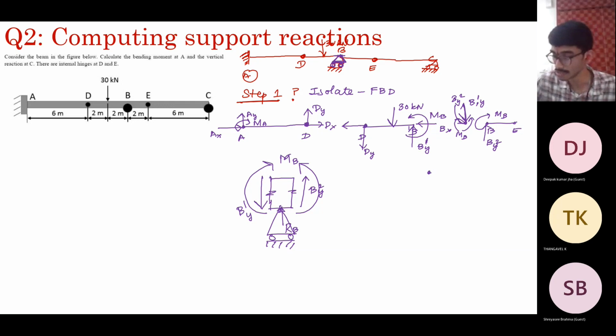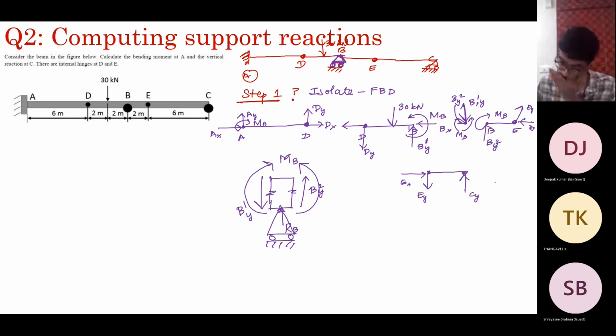Then coming to the last span. Again, this is an internal hinge, so this cannot have any moment. It'll have an EX and EY. Again, here you should draw the opposite direction, EY and EX. And this is connected to C. And C is a roller, so it can have only CY. So that is clear. We got 1, 2, 3, 4 spans. We have isolated all of these and drawn the free body diagram.